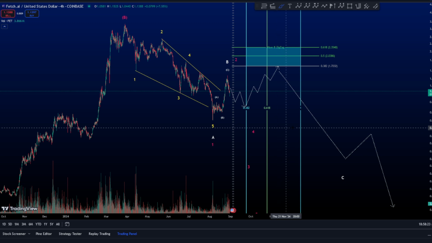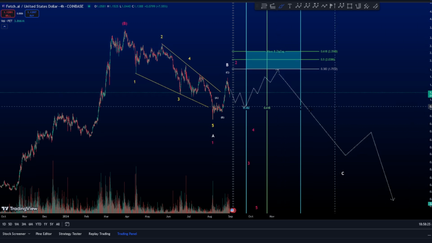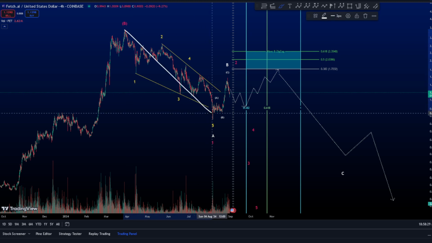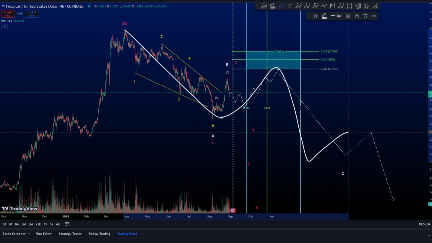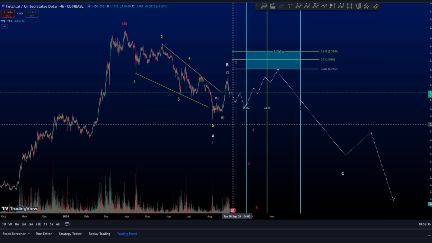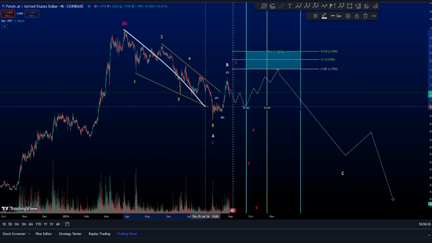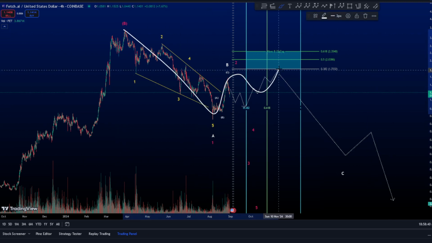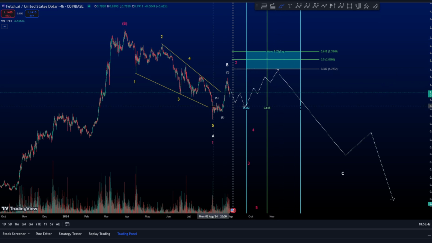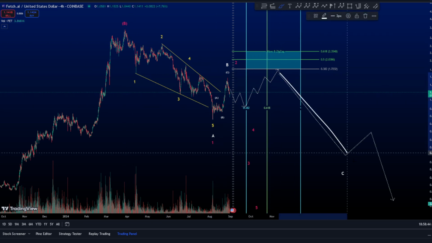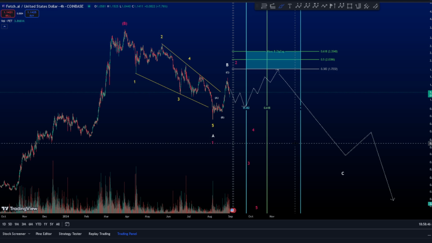In that case, if we are looking for a diagonal, it might then be a wave A or 1, and 2, and 3, and 4, and even 5. Or if we are looking for a wave A, then we are looking for a wave B towards the upside with 3 waves, of course, and then a move down again towards the downside.